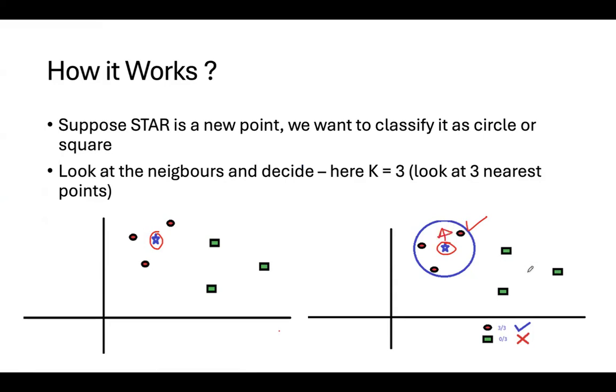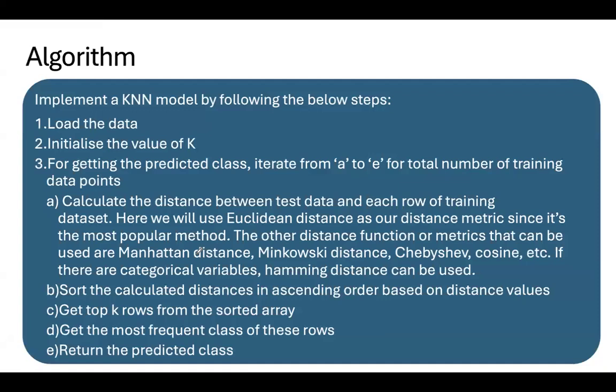Okay. Now, if the new point is somewhere here and K is equal to 3, then these 3 points actually come into consideration. And all of these 3 points are rectangles. Therefore, it would be considered as a rectangle. Okay. So you look at your nearest neighbors and then decide. This is what K and N actually means. Okay. I hope this is clear.